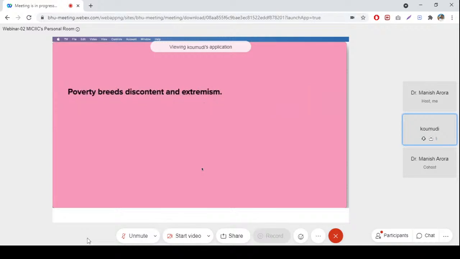The disenfranchised in Tier 4 can disrupt the way of life and safety of the rich in Tier 1. After all, poverty breeds discontent and extremism. Therefore, in order to maintain law and order and reduce inequality in the world population, it is important for MNCs to bring up the standard of living of the Tier 4 consumers.